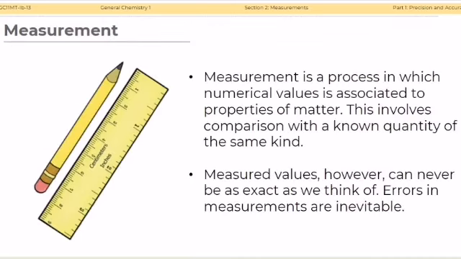Measurement is a process in which numerical values are associated to properties of matter. This involves comparison with a known quantity of the same kind. Measured values, however, can never be as exact as we think. This is because errors in measurement are inevitable. Hence, in dealing with measured data, we need to consider two things: precision and accuracy.